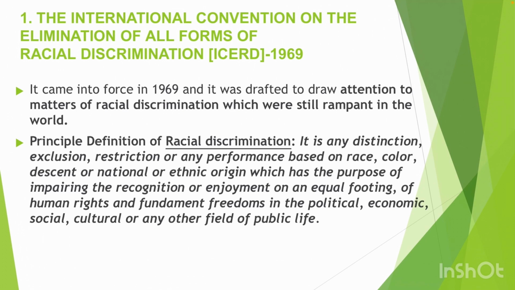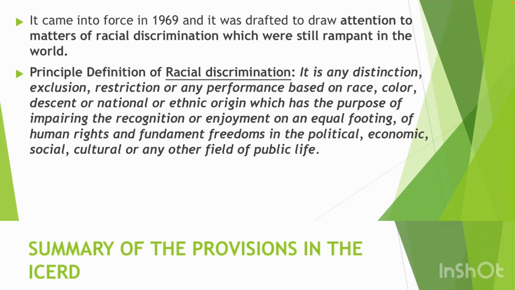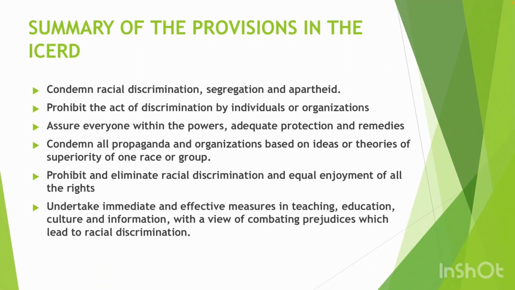Now, let us look at the summary of provisions in this document. Condemn racial discrimination, segregation, and apartheid. Prohibit the act of discrimination by individuals or organizations. These are things that you will find in the ICERD document, the International Convention on the Elimination of all forms of racial discrimination. Assure everyone within the powers adequate protection and remedies.